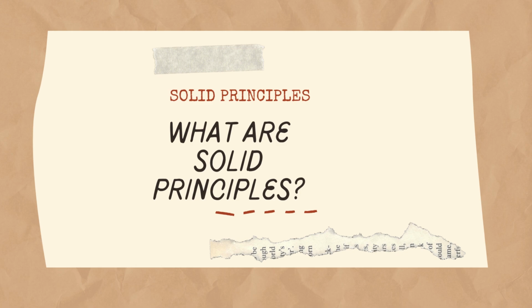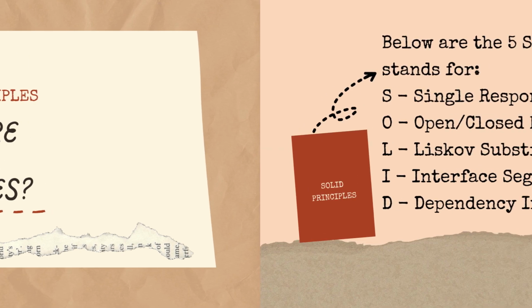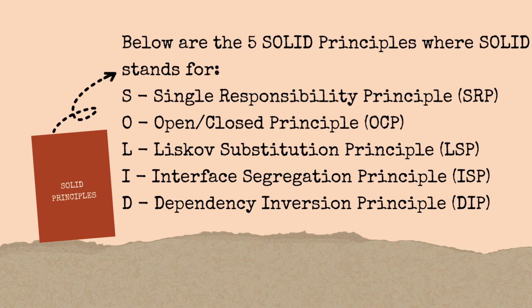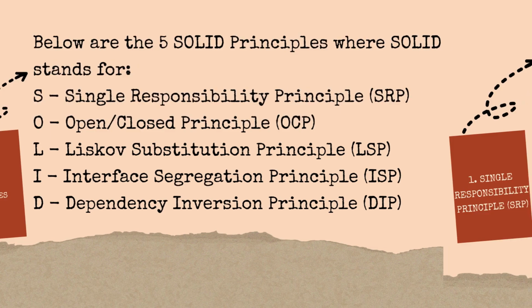What are SOLID principles? Below are the 5 SOLID principles, where SOLID stands for: S stands for Single Responsibility Principle. O stands for Open/Closed Principle. L stands for Liskov Substitution Principle. I stands for Interface Segregation Principle. D stands for Dependency Inversion Principle.